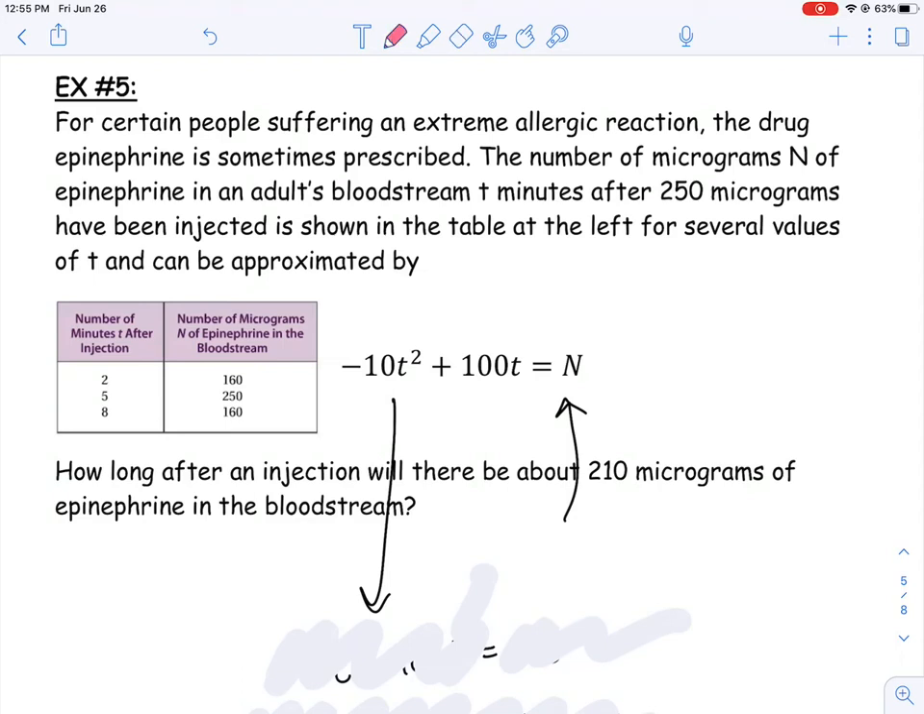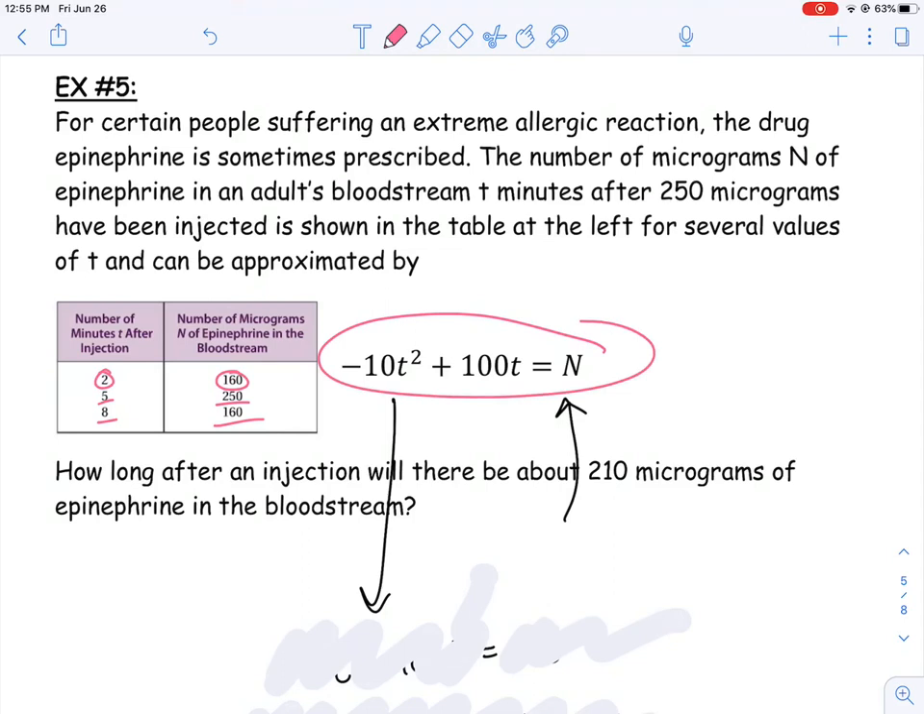this equation. So if you look at the table, after 2 minutes of injection, there's going to be 160 micrograms of this drug in that person's system. After 5 minutes, it's going to go up to 250. After 8 minutes, it's going to drop down again to 160. So it kind of goes up, and then it kind of goes back down. It peaks and then comes back down. They can kind of estimate an equation that goes along with those numbers.